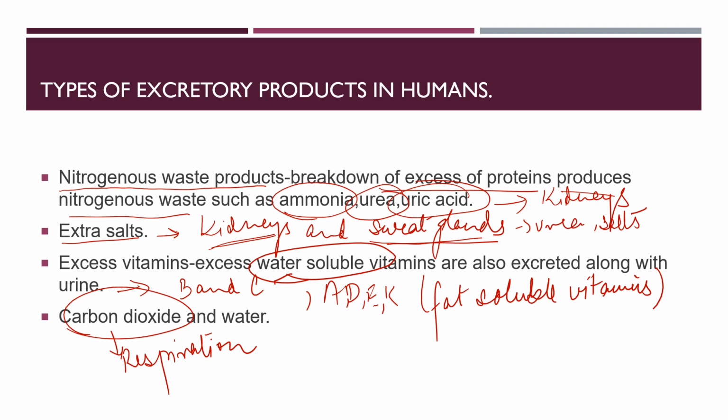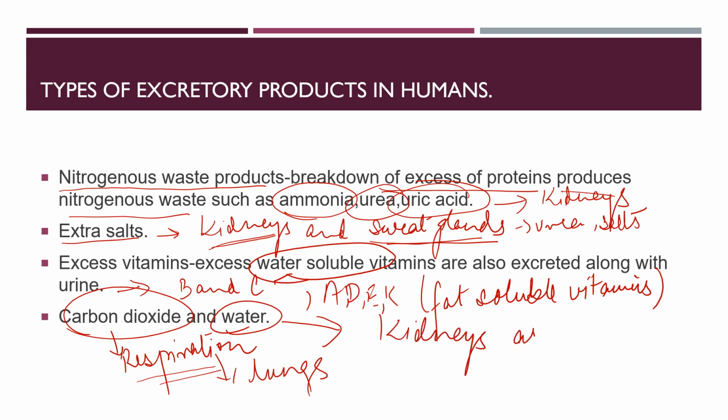So carbon dioxide, which is produced as a result of respiration, the excess of that is removed by the lungs. And the excess of water in the body is excreted through the kidneys as urine, and is also excreted through the sweat glands in your skin.